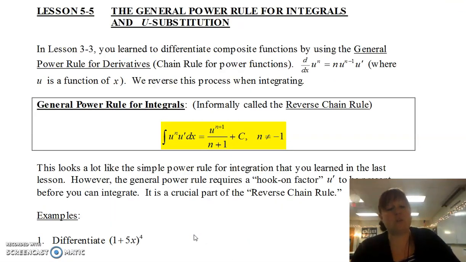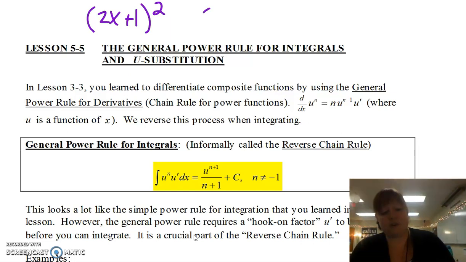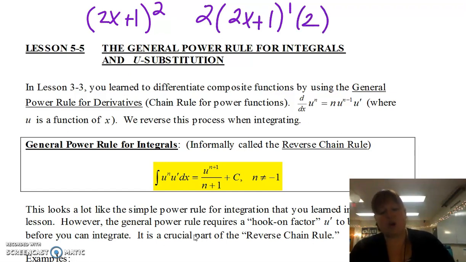So the general power rule for derivatives is the chain rule. And so the general power rule for integrals is the reverse chain rule. And basically it says, well, if I wanted to derive x cubed, the derivative would be 3x squared, right? But if I wanted to derive a function inside of a function, like 2x plus 1 squared, then I do the derivative of the outside function times, I am just all over the place today. Okay, the derivative of the outside function with respect to the inside function times the derivative of the inside function, right? So in the end, my derivative has this little hook-on factor.